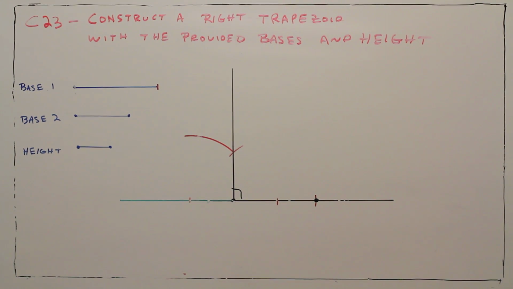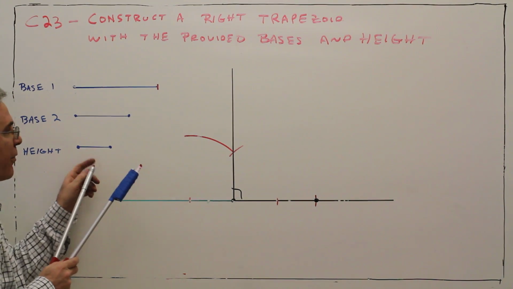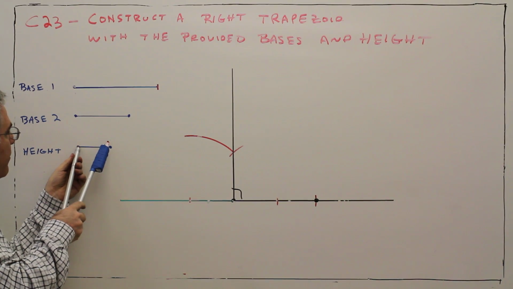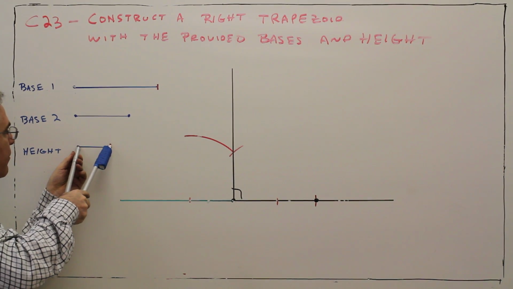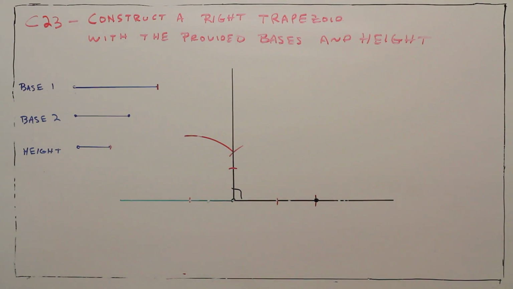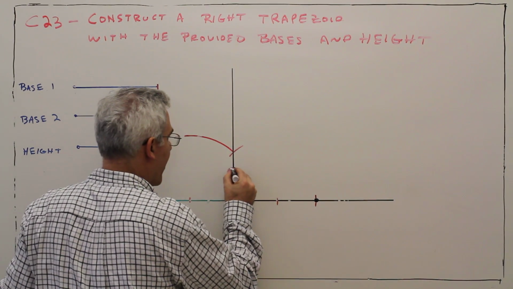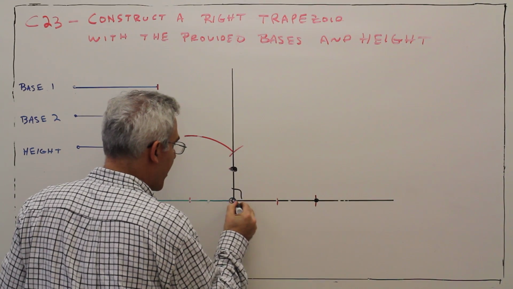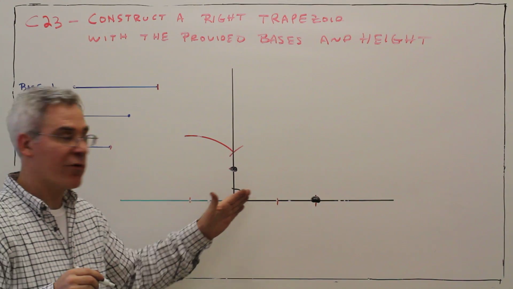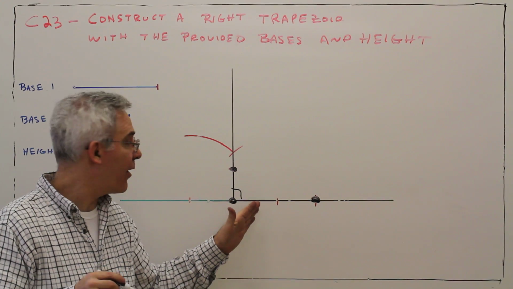I want to know how high up to go. I'm going to go the height up. So I know that's a vertex point, that's a vertex point, and that's a vertex point. You want to make sure you don't get confused with all these points and arcs.